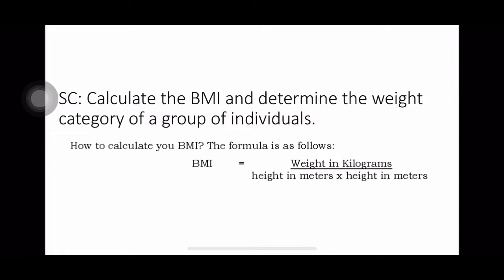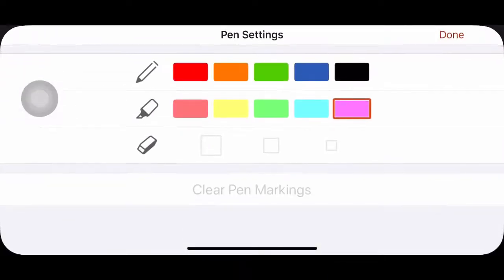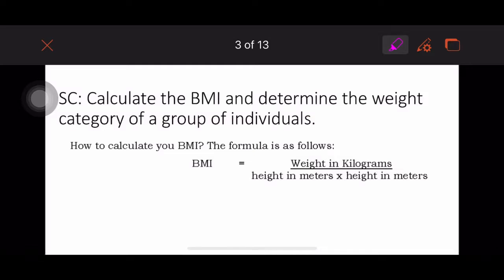How to calculate your BMI. This is the formula, which is already given. BMI is equal to weight in kilograms divided by height in meters times height in meters. So let's have an example. Let's calculate my BMI. My weight is 65 kilograms. My height is 5 feet 4 inches, so I calculate that and change it to centimeters.